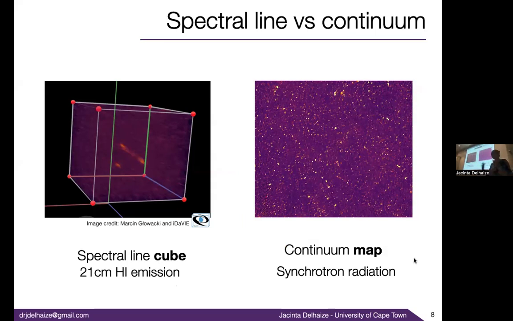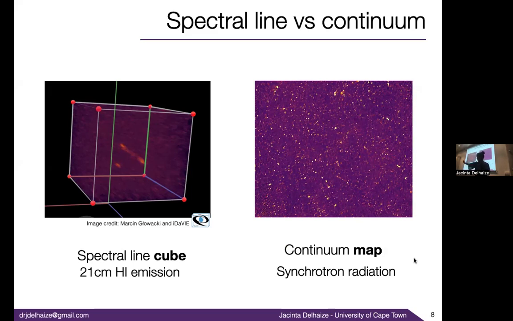There are two different things. It depends on how you process your data. Either you can see spectral line emission. So you can see, for example, the signal of hydrogen gas, and that will give you a three-dimensional cube. So you'll have right ascension, declination, which you're all familiar with, and then the third axis is frequency or velocity or kind of distance of that H1 gas. And you can see a little signal there.